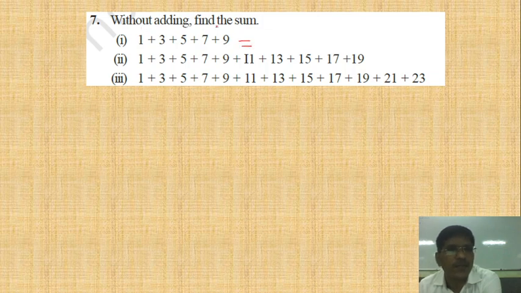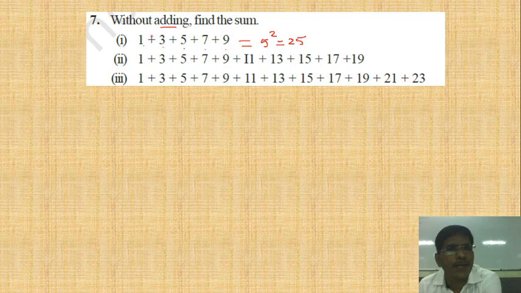Without adding, find the sum. The question is without adding. So without adding, how do I know how many numbers are there? 1, 2, 3, 4 and 5. So I have to write it here. The answer is 25.